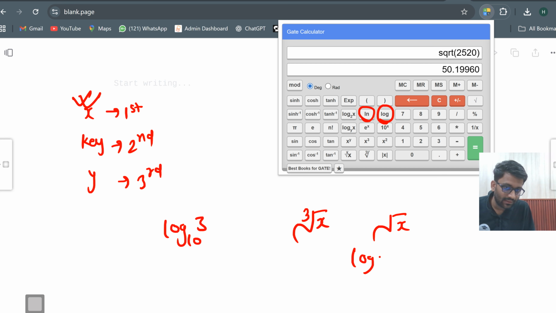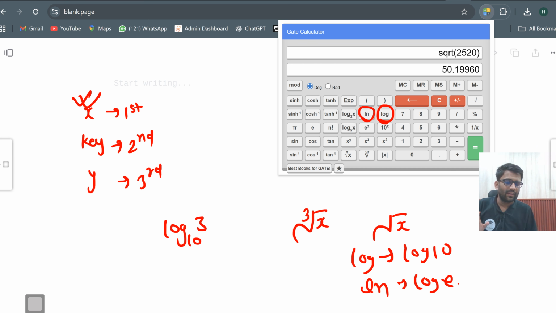This log is log base 10 and this ln is log base e. You don't need to mug it up, okay? Slowly you will build up the practice.